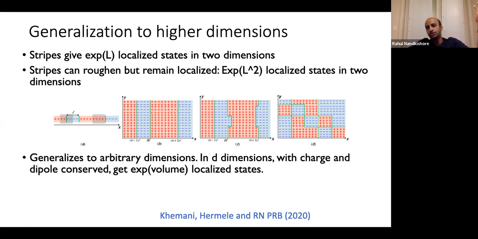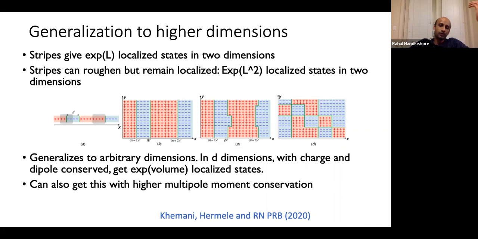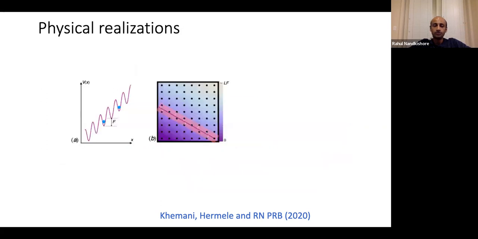It's just dimensional reduction. If you're in d dimensions and you conserve both charge and all d components of dipole, then you get a localized subspace, which is exponential in system volume. You can get even richer patterns if you impose conservation of higher multipole moments as well. Now, you might think that conservation of charge and dipole moment is really baroque and weird, and on some level it is, but it's actually really easy to get in an experiment.